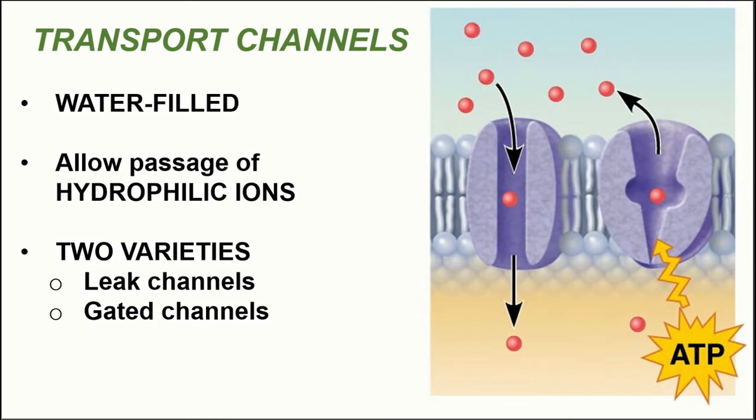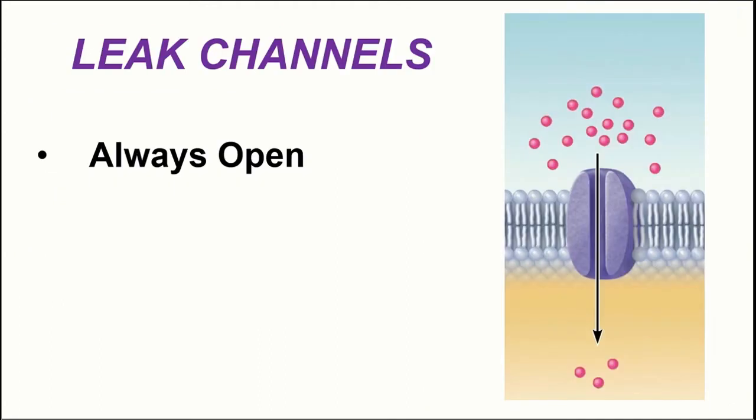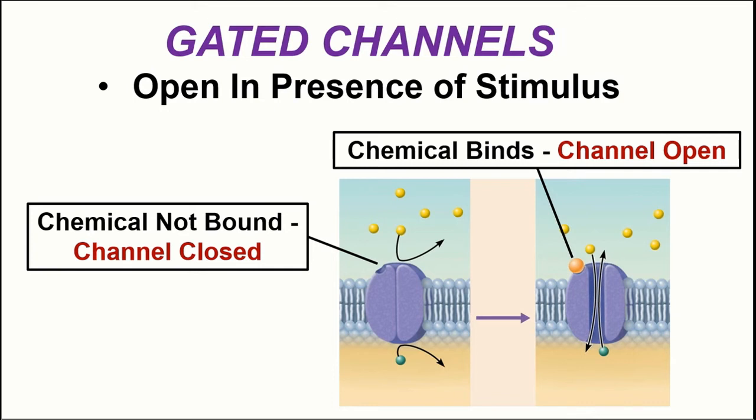We get two varieties of transport channels. We have what are called leak channels, and another variety called gated channels. Leak channels are channels that are always open. That is, they allow the movement of substances across the plasma membrane at any time. There is nothing regulating the opening of this membrane protein, and so that allows for the movement of these hydrophilic substances at any time without any hindrance. Now, gated channels, on the other hand, are normally closed, and they typically open in the presence of a stimulus. And so in this example here, we have our gated membrane protein channel.